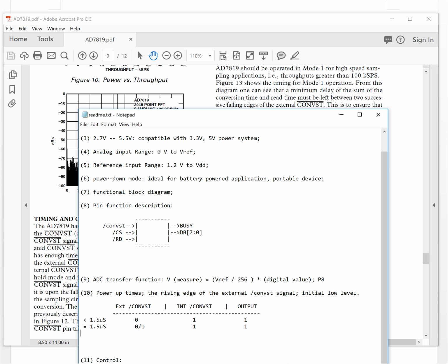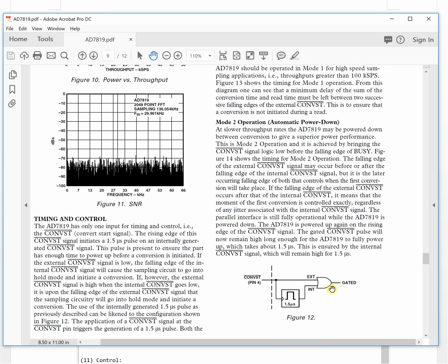And the third thing, greater than 1.5 microsecond. So let's say this keeps 1 and this keeps 0, because this one will only keep 1.5 microseconds. So the output will keep 1. By this way, it will control the ADC chip. At least it will have 1.5 microsecond to power up. It keeps the timing so the device has enough time to power up.